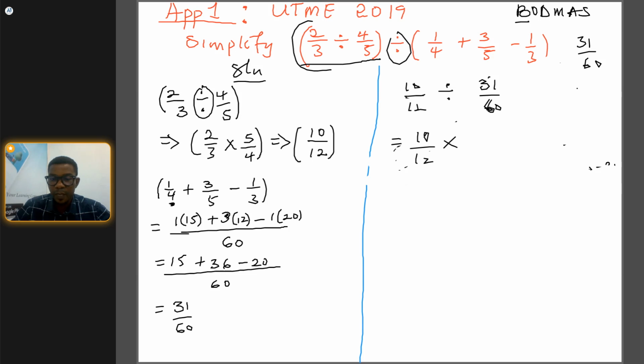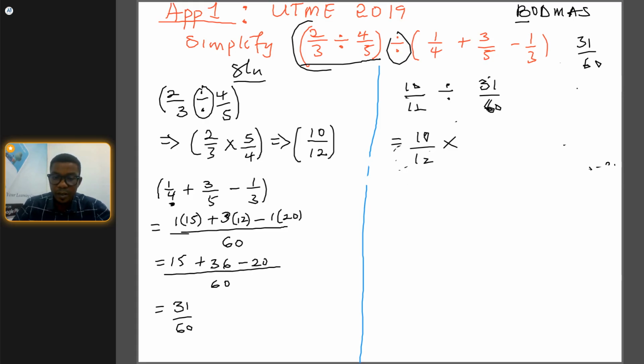What will be the reciprocal of 31/60? Drop your response in the chat box. Just type it in the chat box. Waiting. What is the reciprocal of 31/60? 60/31. That's great. Patricia, great response.